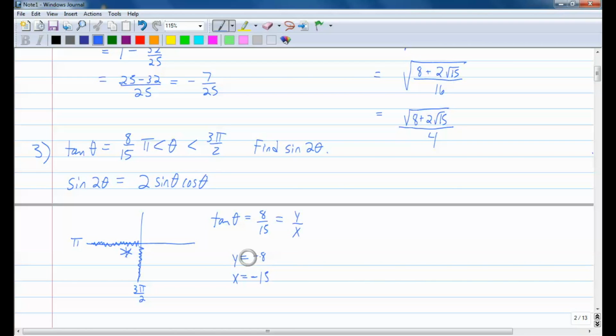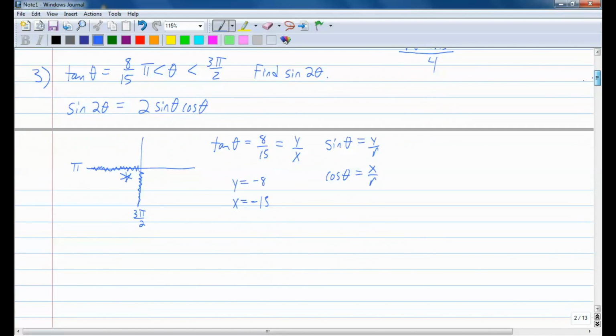Alright, we need that because we need to know what sine of theta and cosine of theta are both equal to. Sine of theta is y over r. Cosine of theta is x over r. So we don't have r, so we need to solve for r. We do that by using x squared plus y squared equals r squared. So negative 8 squared plus negative 15 squared equals r squared.